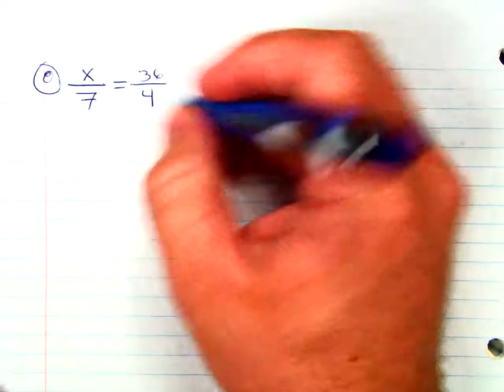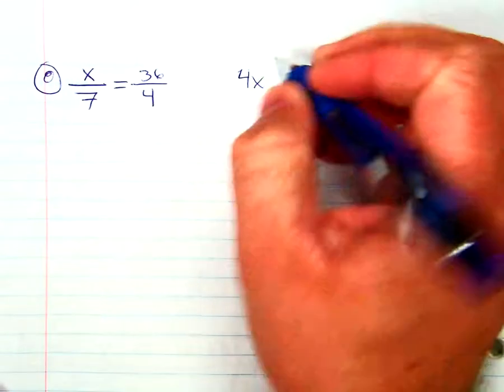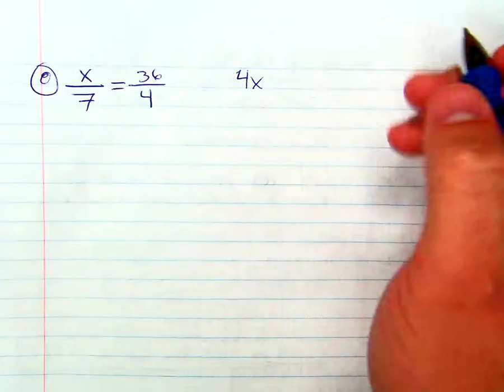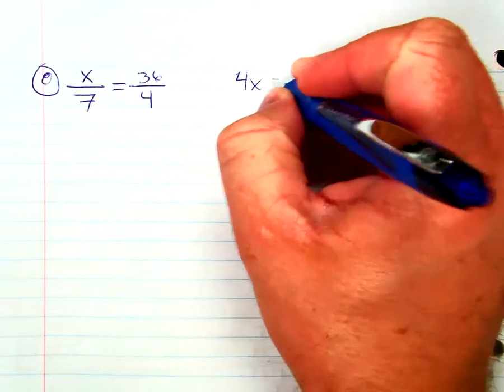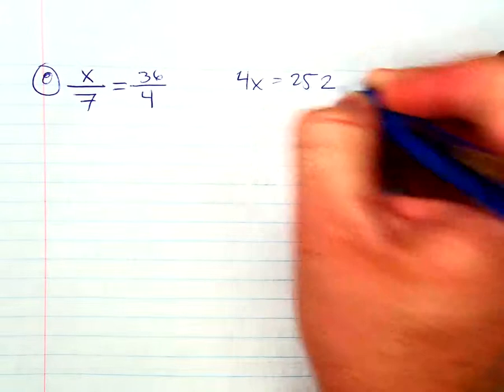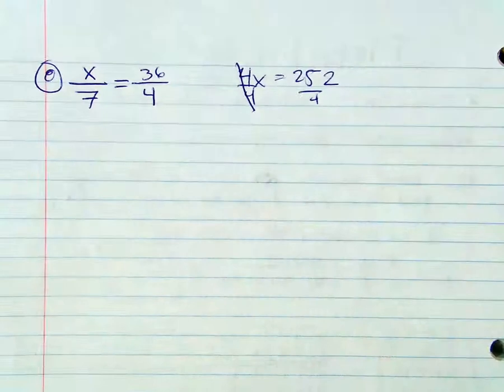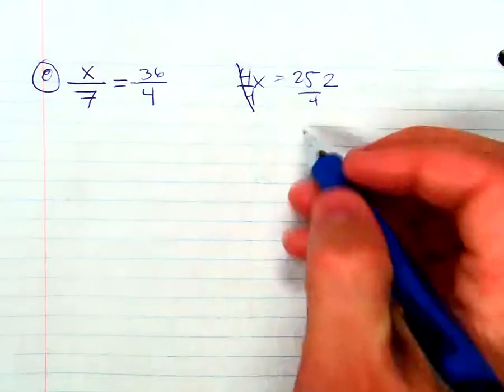Or you could cross multiply. X times 4 makes 4x. 7 times 36 is going to make 210 plus 42 is 252. And then divide by 4 on both sides. So you could do it either way.